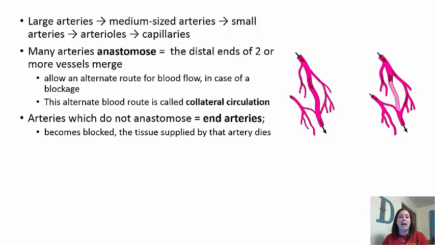Arteries which don't have anastomosis are what we call end arteries. So if they actually become blocked, the tissue supplied by that artery will start to die because it will not receive oxygen and nutrients, and waste will not be removed.